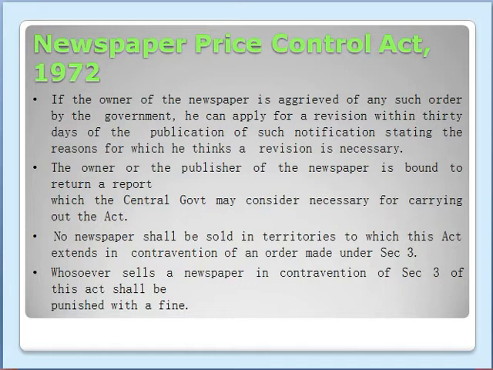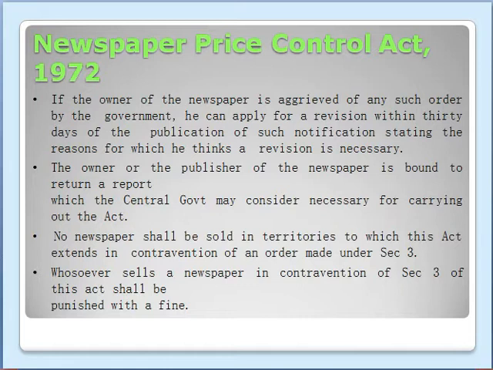Now, the Newspaper Price and Control Act further says that if the owner of the newspaper is aggrieved by any such order by the government, he can apply for a revision within 30 days of the publication of such notification, stating the reason for which he thinks the revision is necessary. So if the publisher thinks that some regulation has been made which he cannot abide by, or such regulations are not fair, or what he published was not false but absolutely true, in that case he can apply for the revision within 30 days, not beyond 30 days.